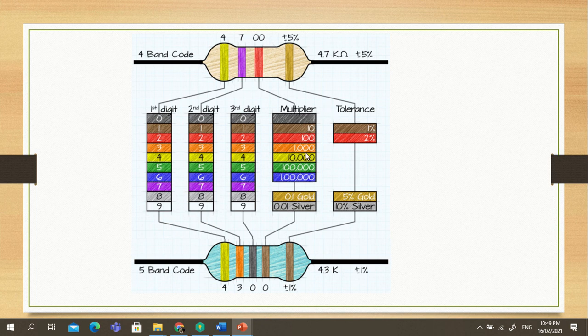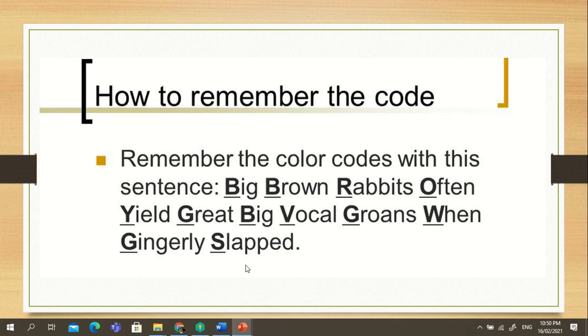All right, so this is for the tolerance. The 5-band is the same: you have first, second, third, and then the multiplier, and so on. For the 4-band, there is no third digit, so you go to the multiplier. But for the 5-band, you have the third digit before you reach the multiplier. So it can be a very good chart to use, class, when you find the resistance of a certain resistor.